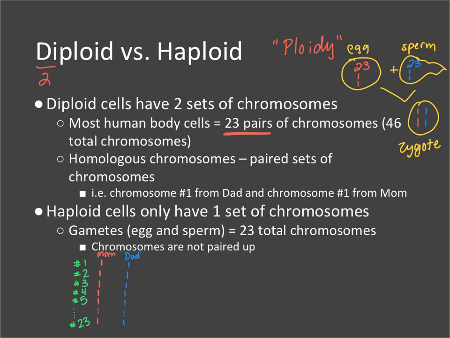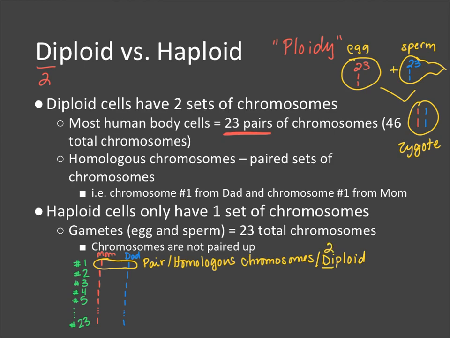Now, these chromosomes that you get from your parents are called homologous chromosomes. So these 2 chromosome number 1s are a pair of chromosomes. We also call them homologous chromosomes. And if these paired homologous chromosomes are present, we can say that the cell is diploid because there are two sets of chromosomes present.